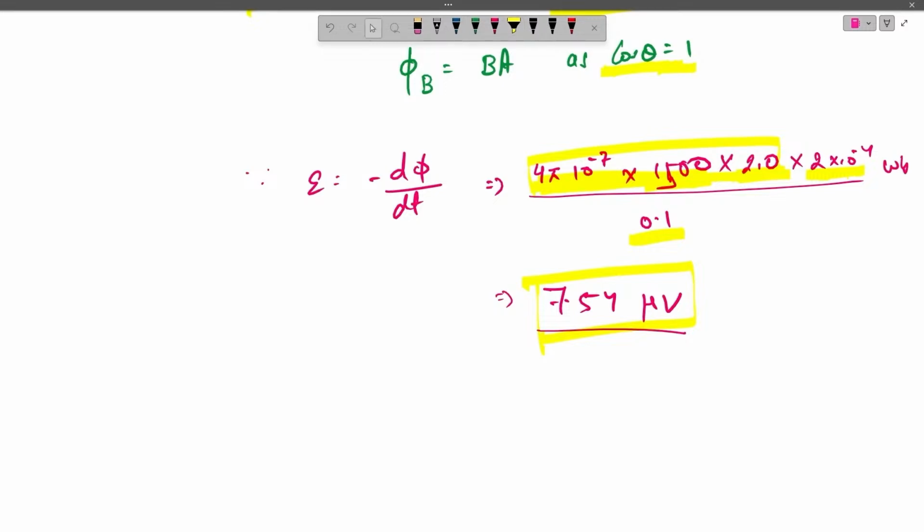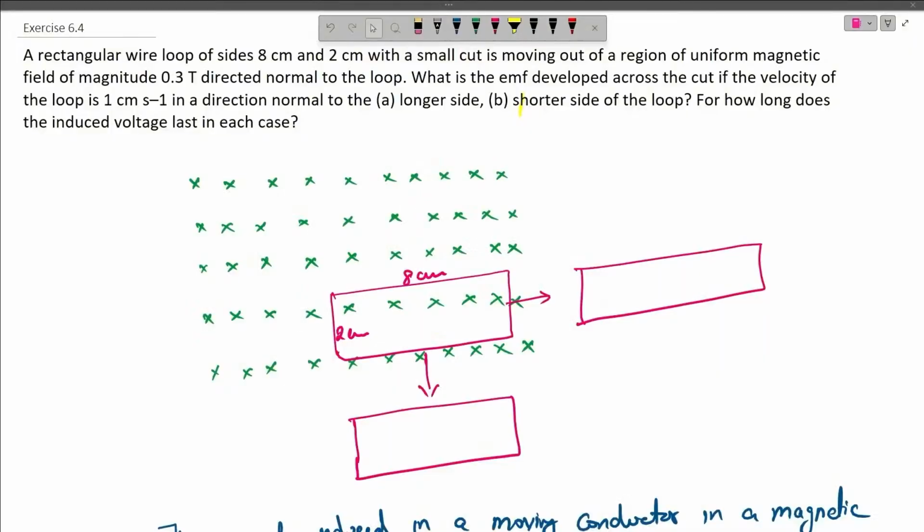The question says that a rectangular wire loop of side 8 cm and 2 cm with a small cut is moving out of the region of uniform magnetic field of magnitude 0.3 Tesla, directed normal to the loop. What is the EMF developed across the cut if the velocity of the loop is 1 cm per second in the direction normal to the longer side and shorter side of the loop? For how long does the induced voltage last in each case?